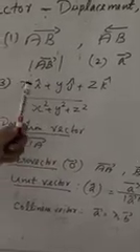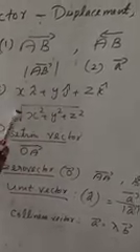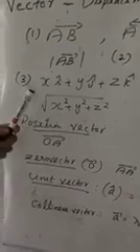What are x, y, z? They are the coefficients of i, j, k. That is the third notation, and it is the standard notation of a vector.